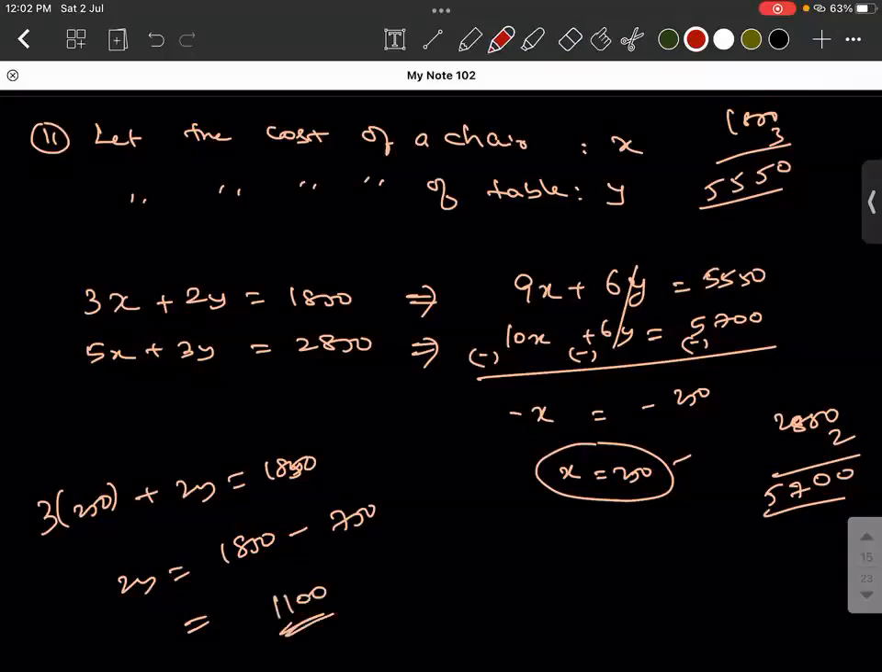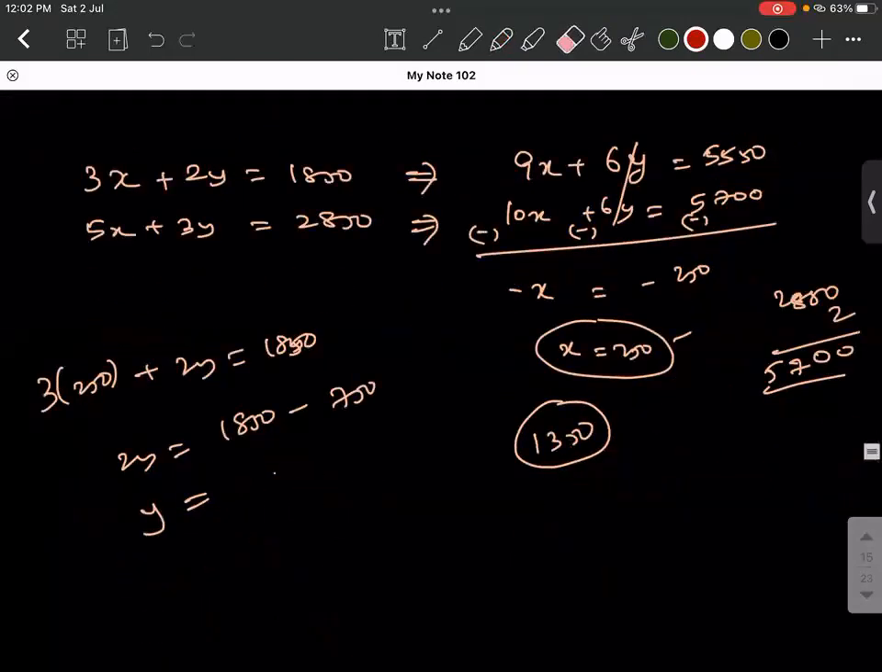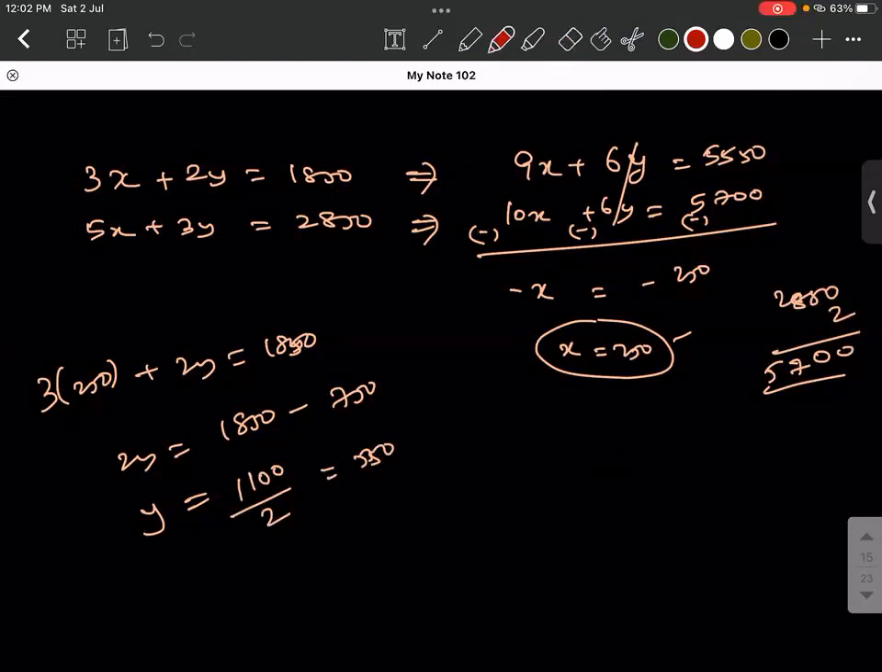So sum of these two will be 1350. Is there an option? Oh, 2 is there. Then how much is it? 550. So 550 plus 550 plus 250. That's the answer. So 800 is the answer.